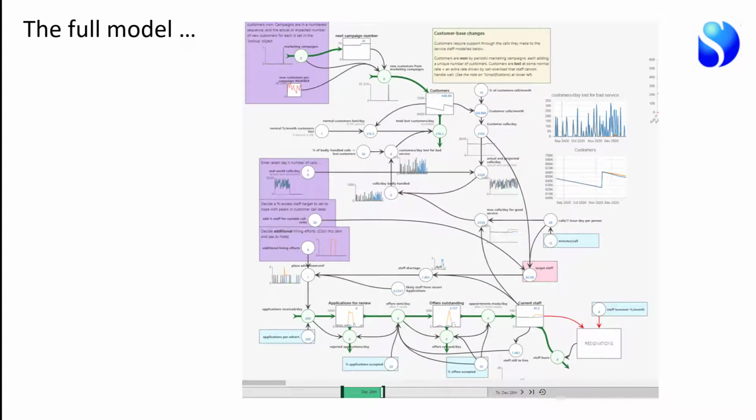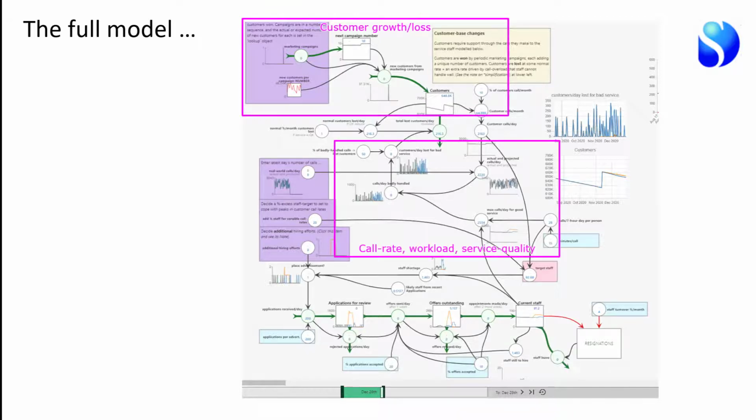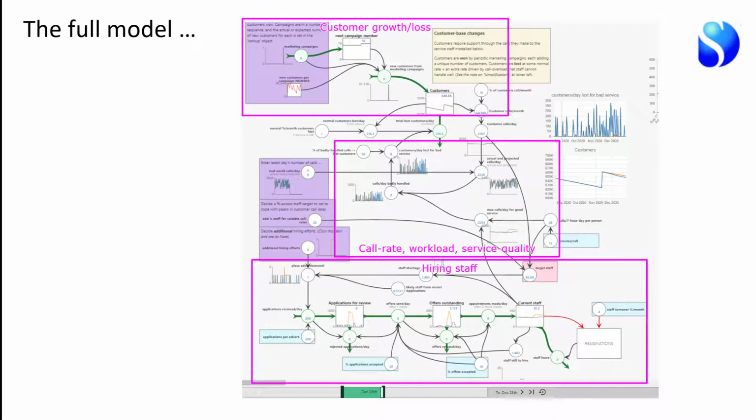This is a screenshot of the whole model. Up there at the top is the section of the model that handles the customer growth and losses. In the middle you've got the call rate coming in, the workload, and the service quality that's triggering that extra loss of customers. Down at the bottom you've got the staff hiring pipeline and the policy that drives that.